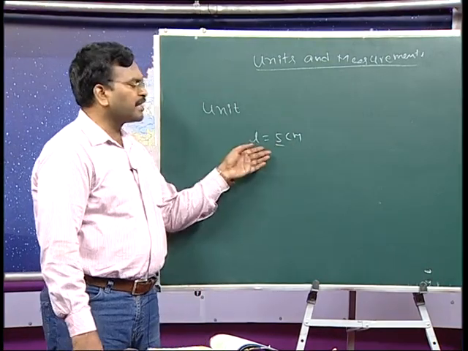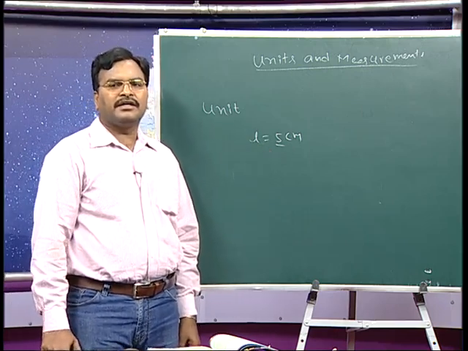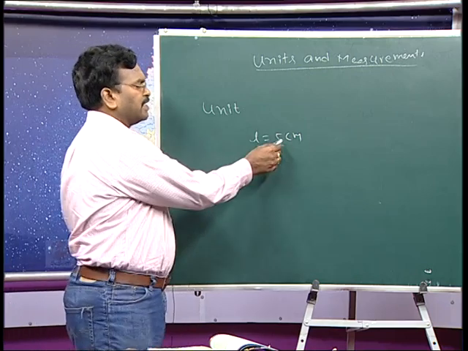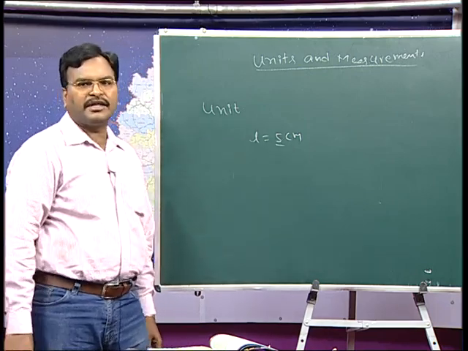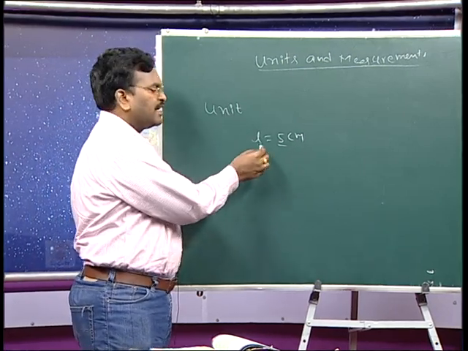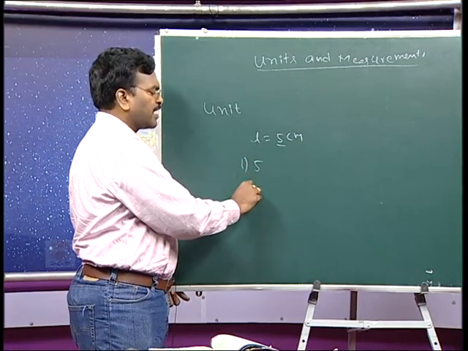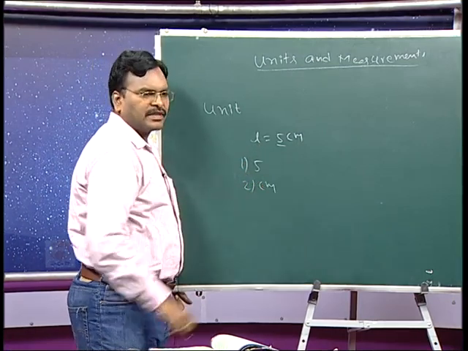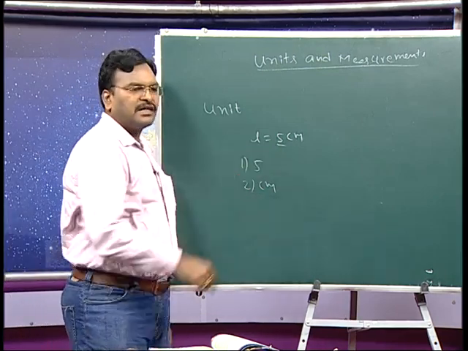5 is the magnitude. What is magnitude? It is the number of times the standard quantity is present in the given quantity. So from this we understand that every measurement consists of two parts: one is the magnitude, the other is the unit.